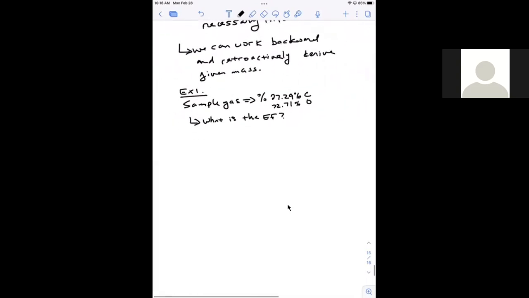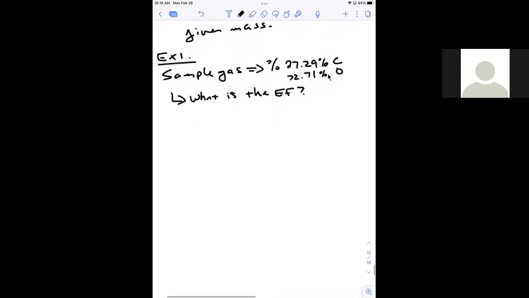So all we have is the percent composition, but we know that percent composition is based on what? Can anybody help us with that? What is the percent composition normally based on? In other words, is it based on a mass or is it based on moles? What is it based on? Under normal circumstances. Mass. It's normally based on the mass. Very good.